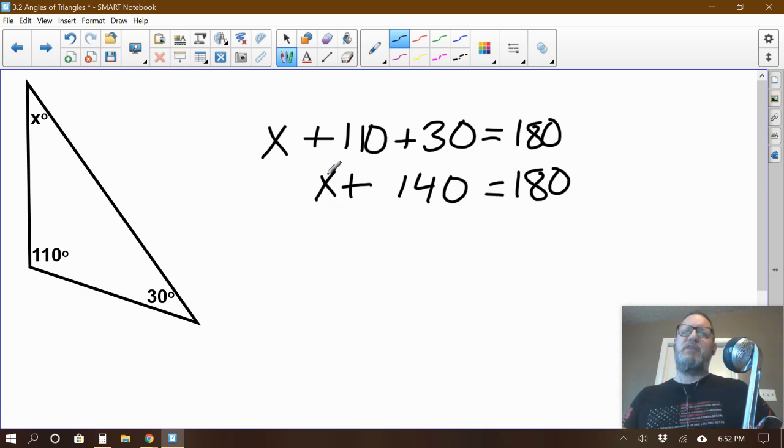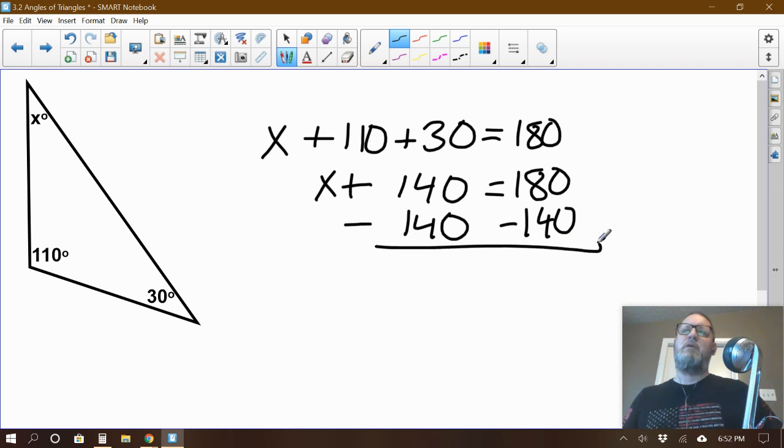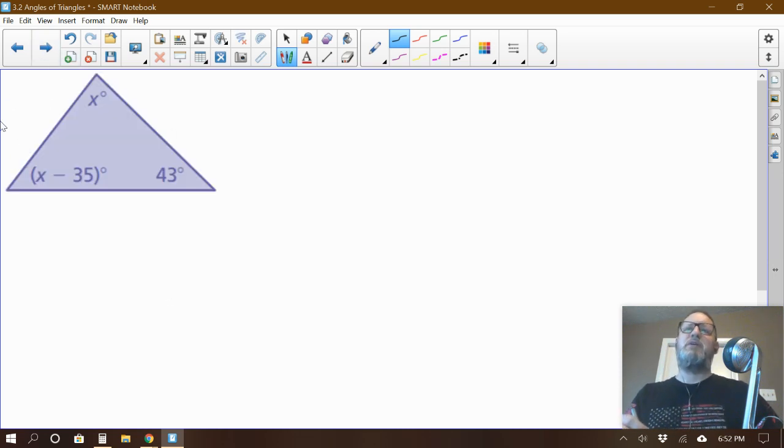Let's isolate this X by undoing this plus 140 with a minus 140. Whatever you do to one side of the equation, do the same thing to the other side. And what are we left with? Well, this cancels out, and X equals 180 minus 140, which is 40 degrees. There we go. So this missing angle must be 40 degrees. Okay, let's see what else I've got.